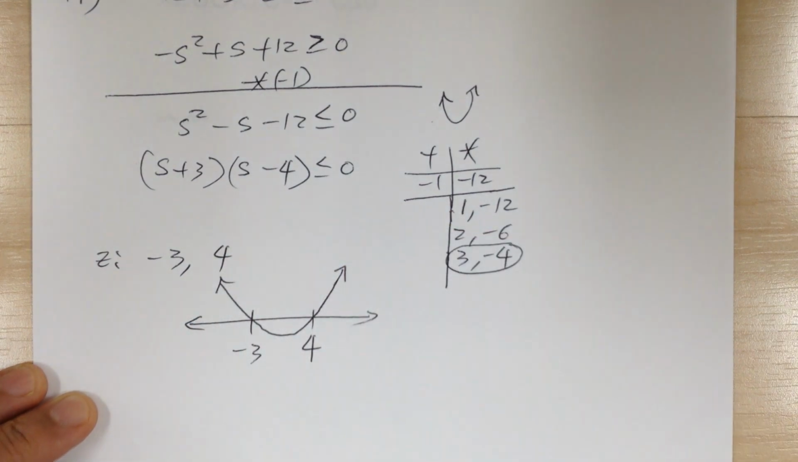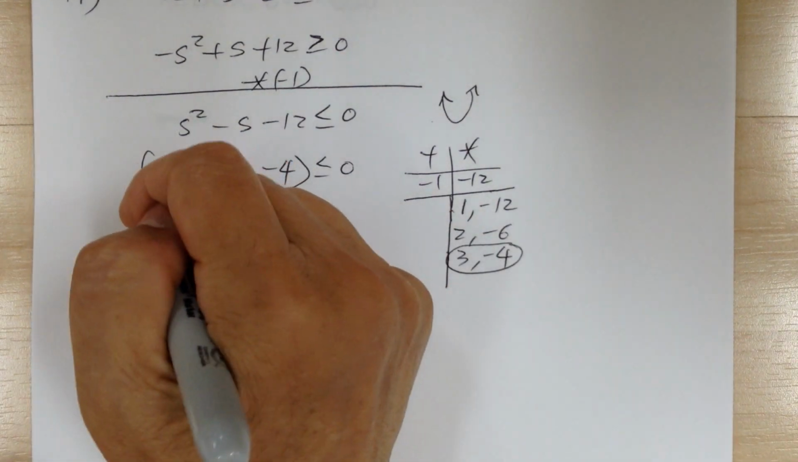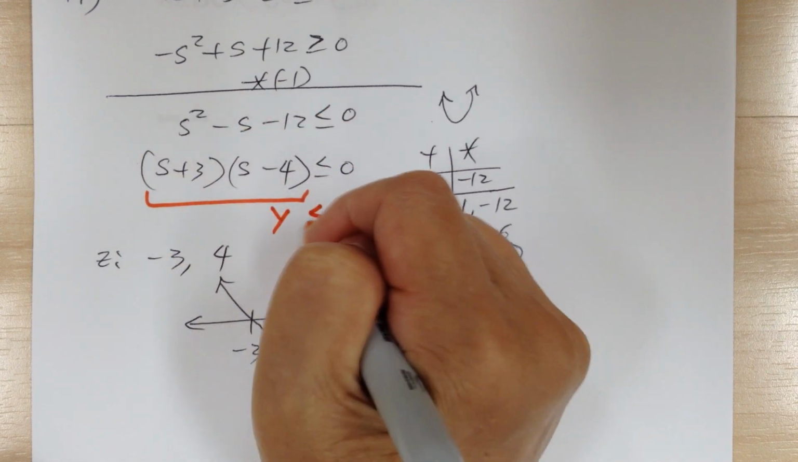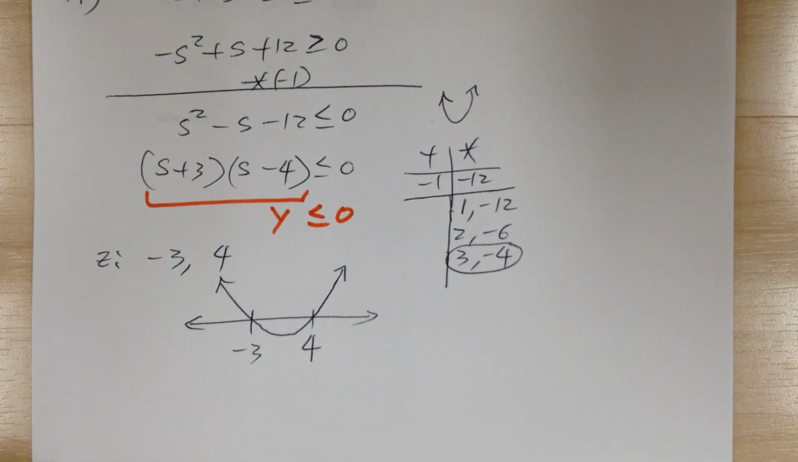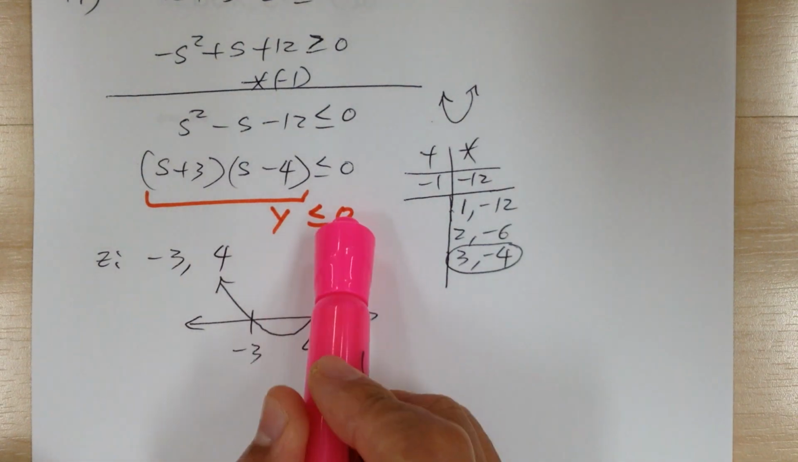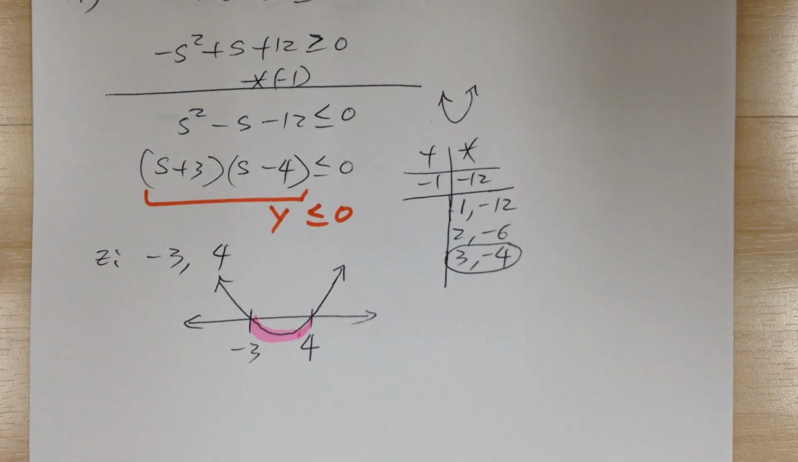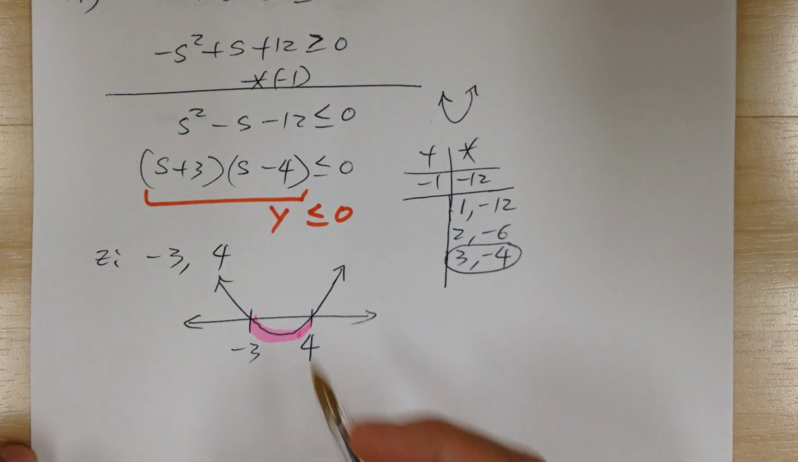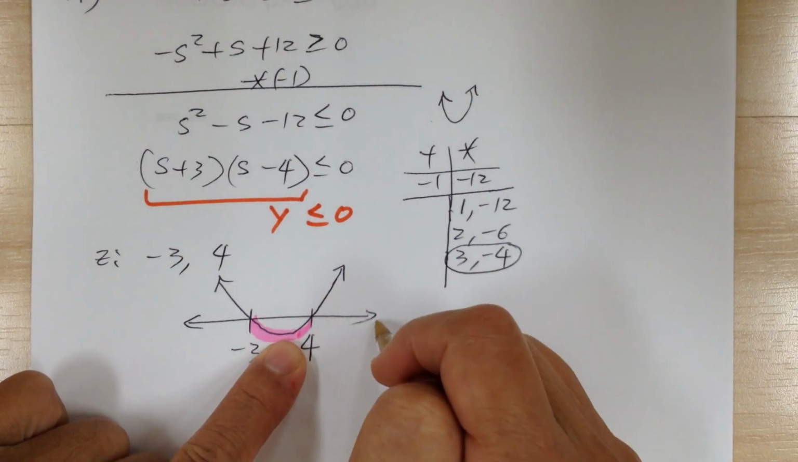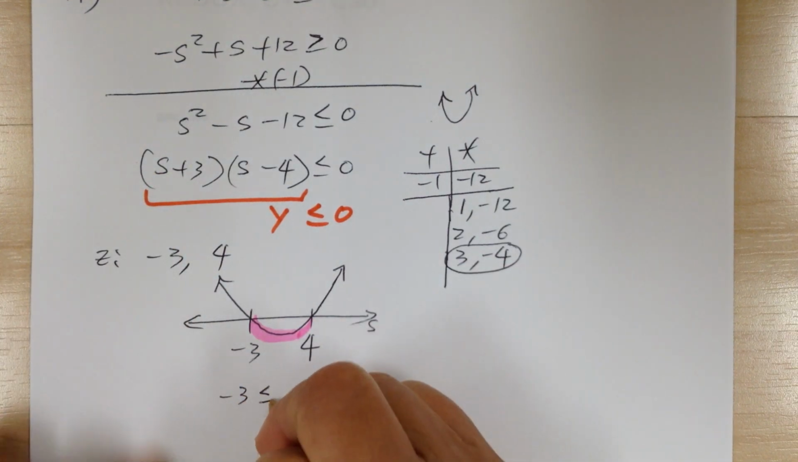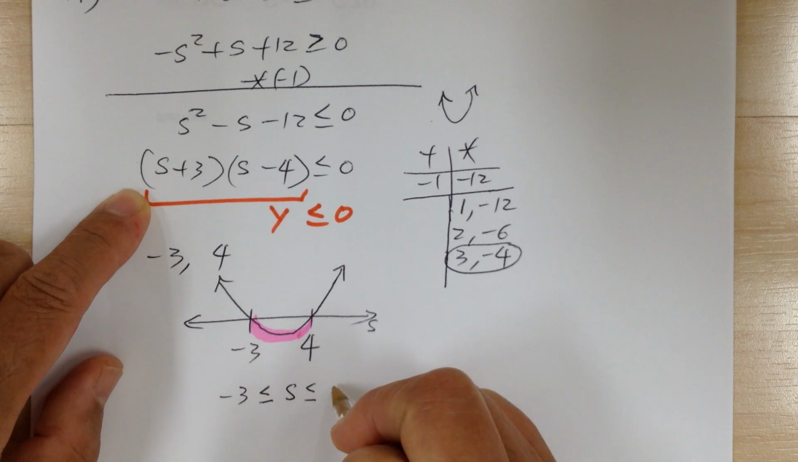Now again, you switch back to the y. Remember, y is a function of that. So you're looking for y less than or equal to 0. When y is less than or equal to 0, it's the lower part right over here. So the values of s that you're looking for are negative 3 less than or equal to s, less than or equal to 4.